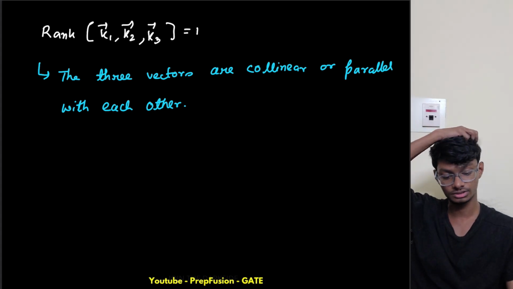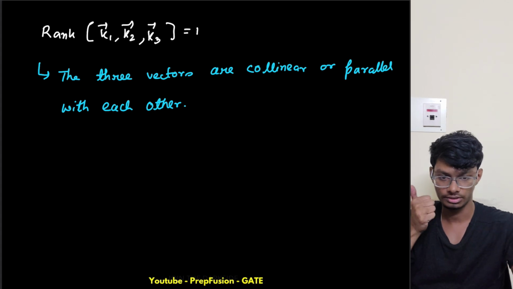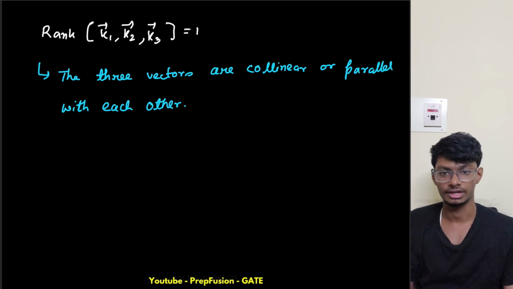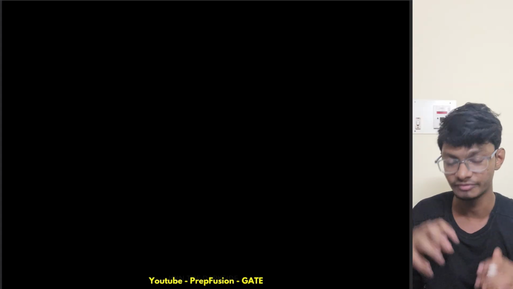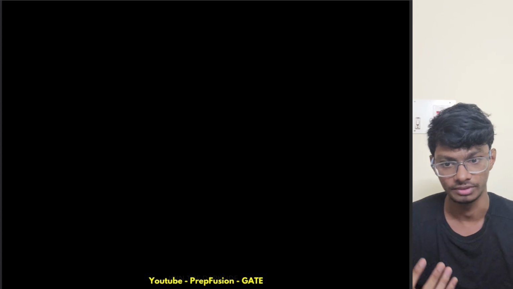Okay, so three vectors are collinear or parallel with each other. This was the important thing to know. So yeah, these are the questions. Now we will understand what an eigenvector is. Before studying eigenvectors and eigenvalues, we have to learn all those terms, right? So now we will come to our main topic.